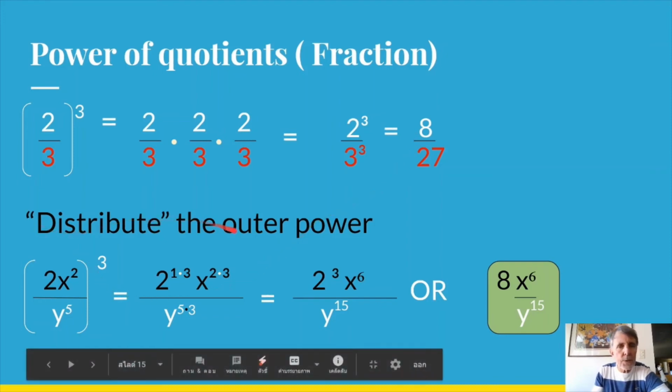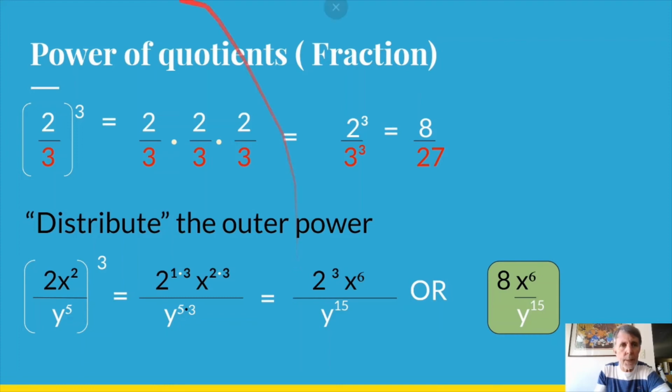So it says distribute the outer power. So here we have 3 times 2 is 6. 3 times an invisible power of 1 is 3, and 3 times 5 is 15. But when in doubt, we could write this out, this 2x squared over 5. We could write it out 3 times, and then we could see there are 3 2's and 3 x squareds, which is 6, and 3 y to the 5th, which is 15. So again, a little bit of a tricky concept, but distribute the outer power to everything inside.